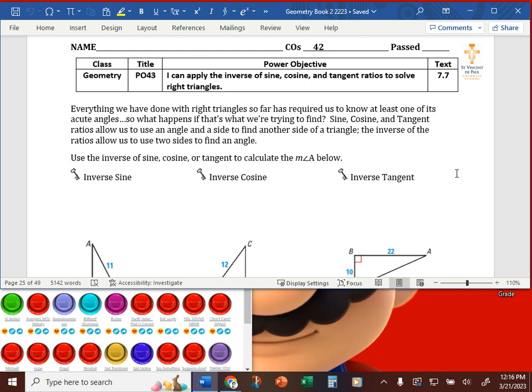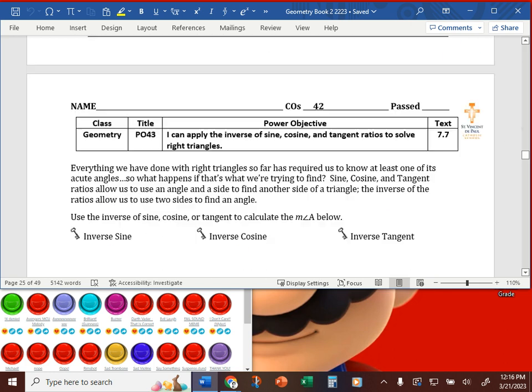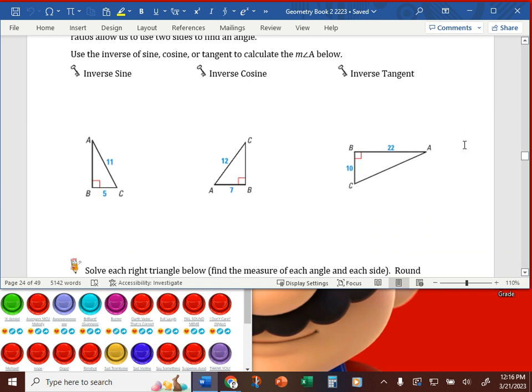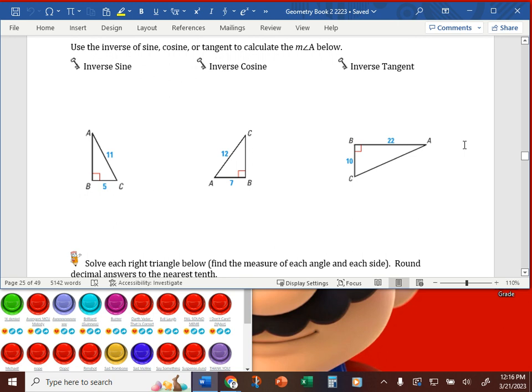The inverse is kind of like the opposite of. So we use sine, cosine, tangent to find sides of triangles. We use the inverse of sine, cosine, and tangent to find angles of right triangles. Everything we've done up to this point, we've always known at least one angle, with the exception of the Pythagorean theorem. With 45-45-90, 30-60-90, and sine, cosine, tangent, we needed an angle.